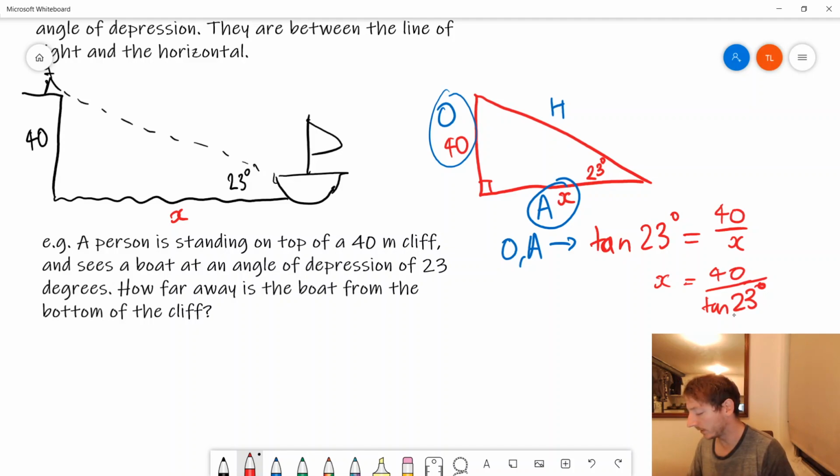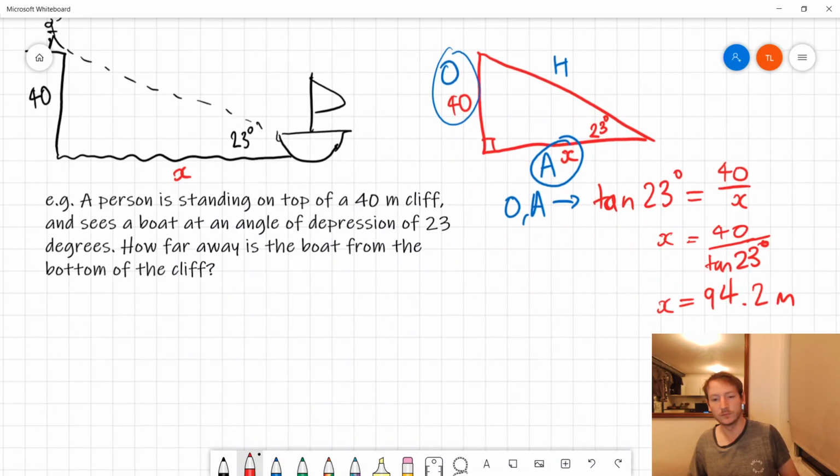So, well done with that. So x equals, and then we type. I don't have my calculator up on my screen, but I do have my one here. 40 divided by tan 23 equals 94.2 meters to one decimal place. There you go.